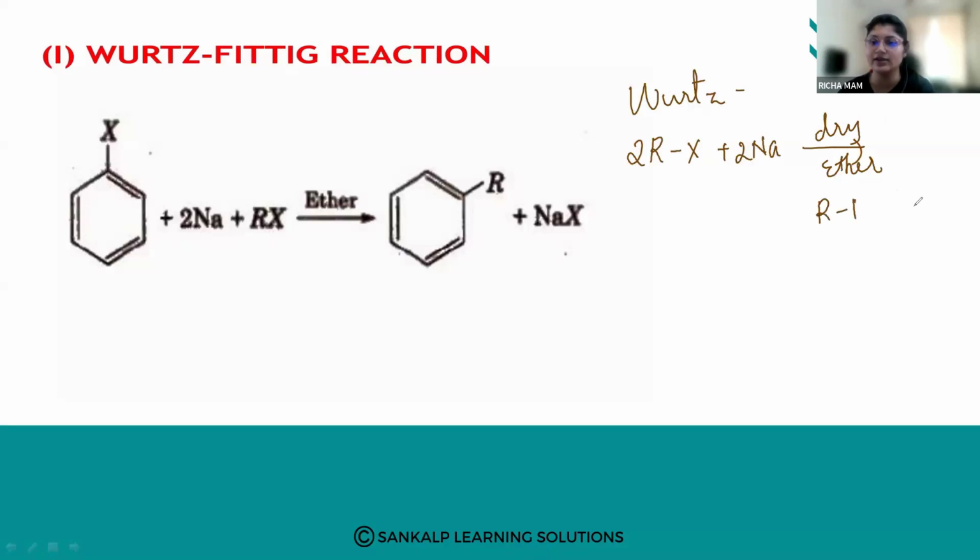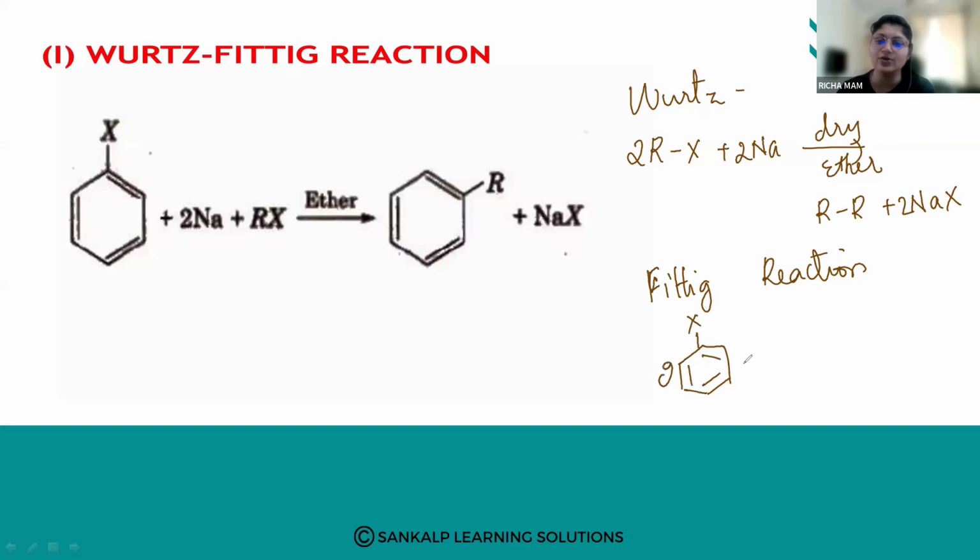It gives you a higher alkane. So this is Wood's reaction. Then we have the Fittig reaction. Let us see what the Fittig reaction is. In that, we take two aryl halides and react the two molecules of aryl halides with an active metal like sodium in the presence of dry ether again. What will the product obtained be?